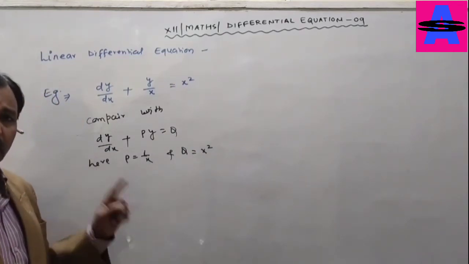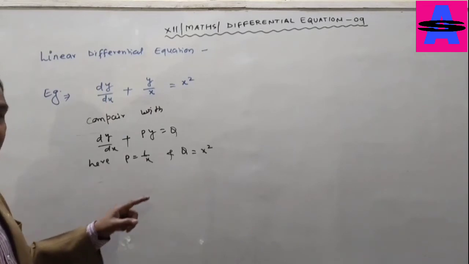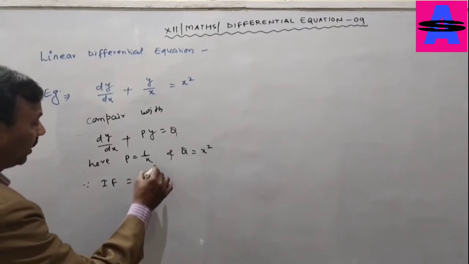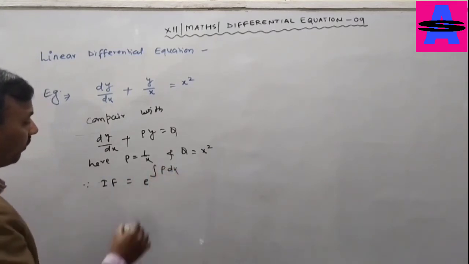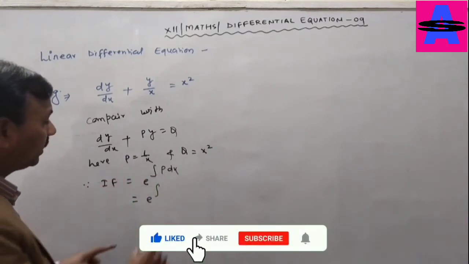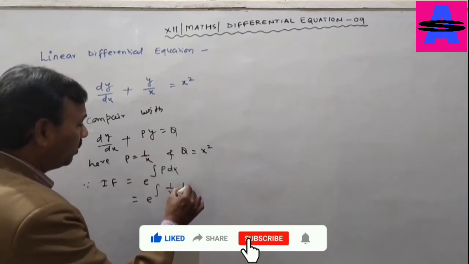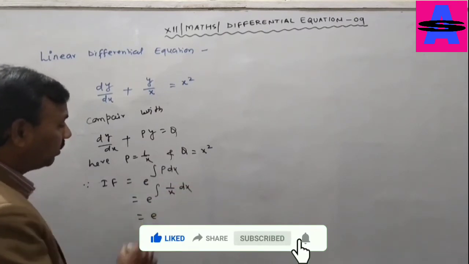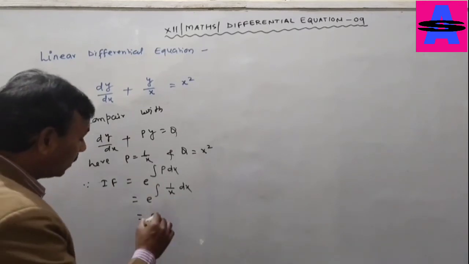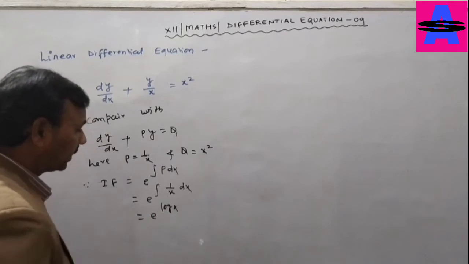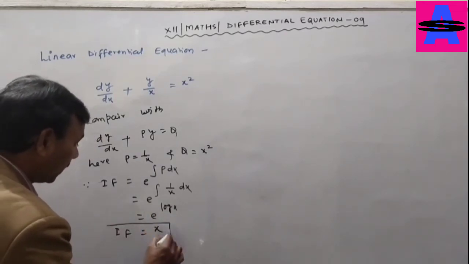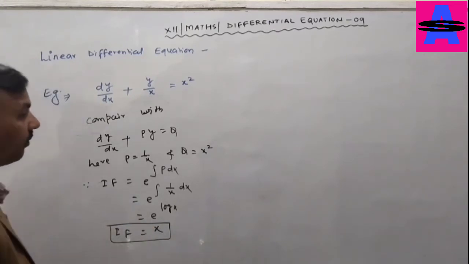Now in the second step we will find the integrating factor. Since integrating factor IF equal to e to the power integration p into dx, the value of p is 1 by x, this will be 1 by x into dx. As you know that integration of 1 by x is log x, so this will be e to the power log x, IF equal to x. This is the integrating factor.